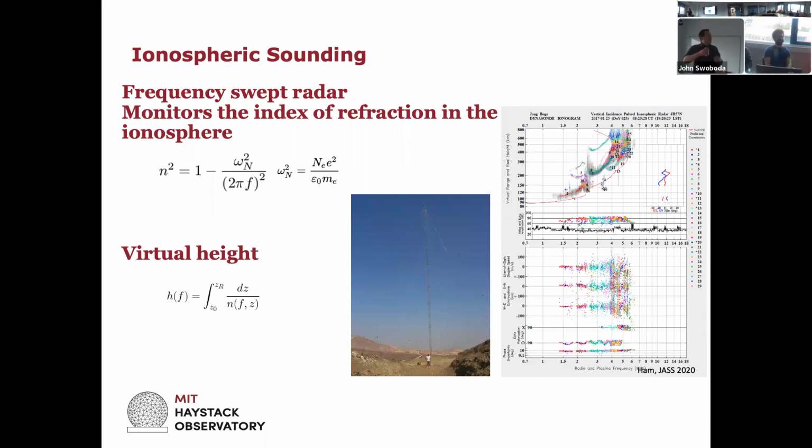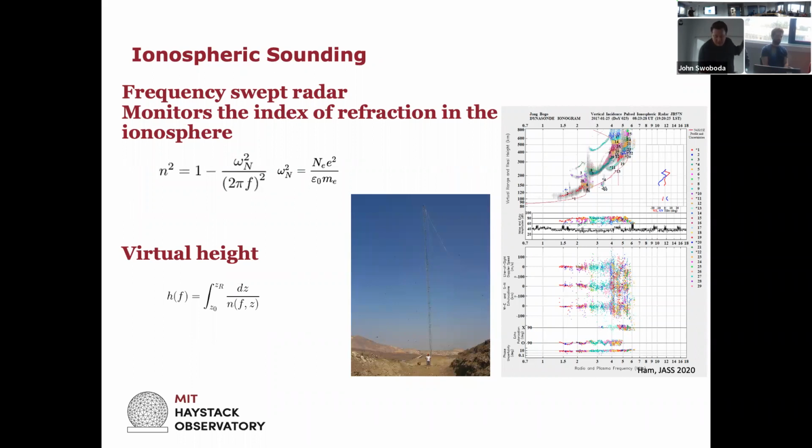So they noticed this, and over time we figured out how your frequency swept radar will monitor the index of refraction. And your index of refraction is basically parameterized by your electron density. So you can back out your electron density if you know what frequency you reflect at. This is vertical ionospheric sounding.